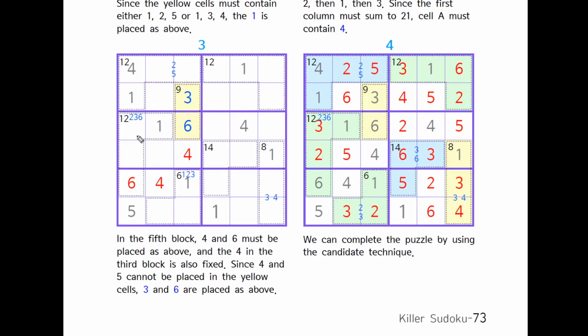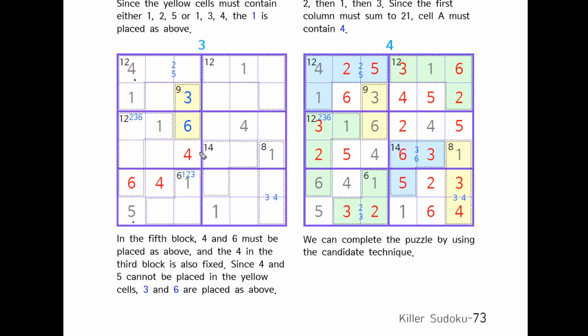Now for these cells to sum to 12, we need the numbers 1, which is already placed, 2, 3, and 6. We know this because the combination of 2, 4, 5 would not work due to the existence of numbers 4 and 5 in the column.